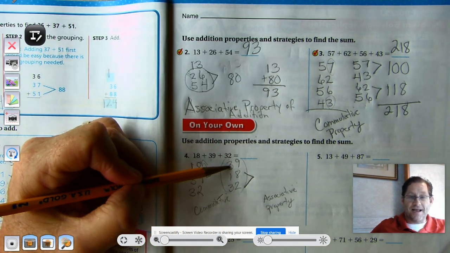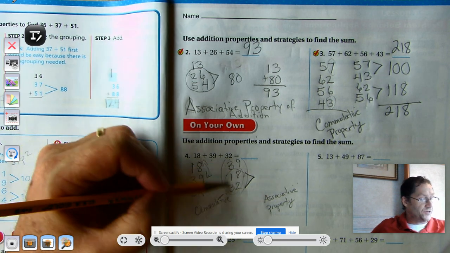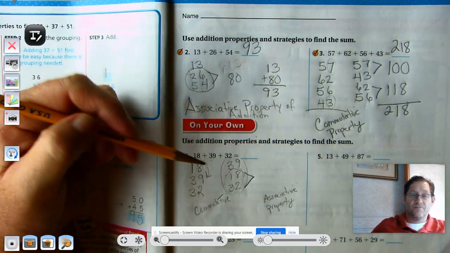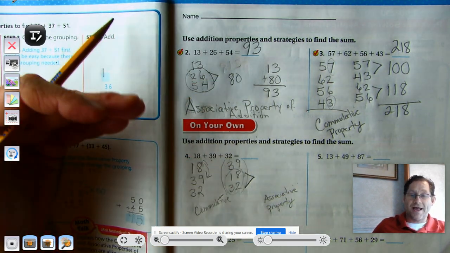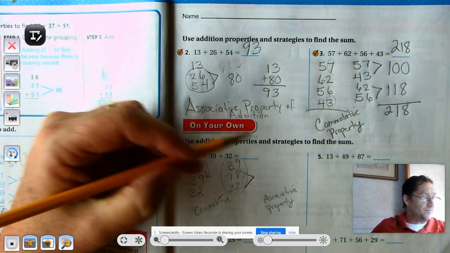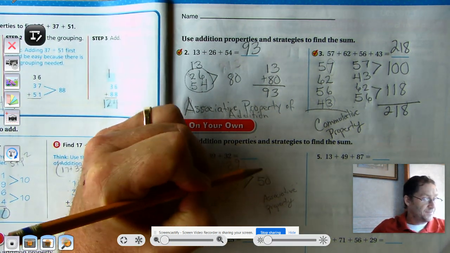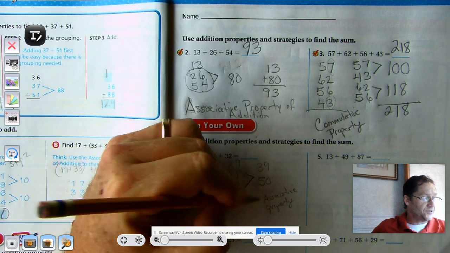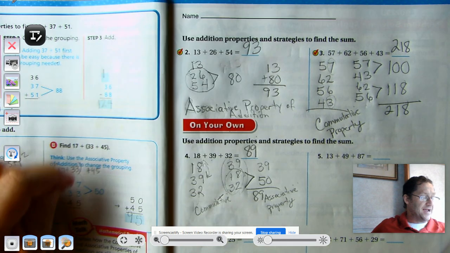Because right now I should add 39 and 18. But these two are easier to add. So I'm going to use the associative property that says the way you group addends will not change the sum. 32 and 18 is 50 plus 39. Gives us a sum of 89.